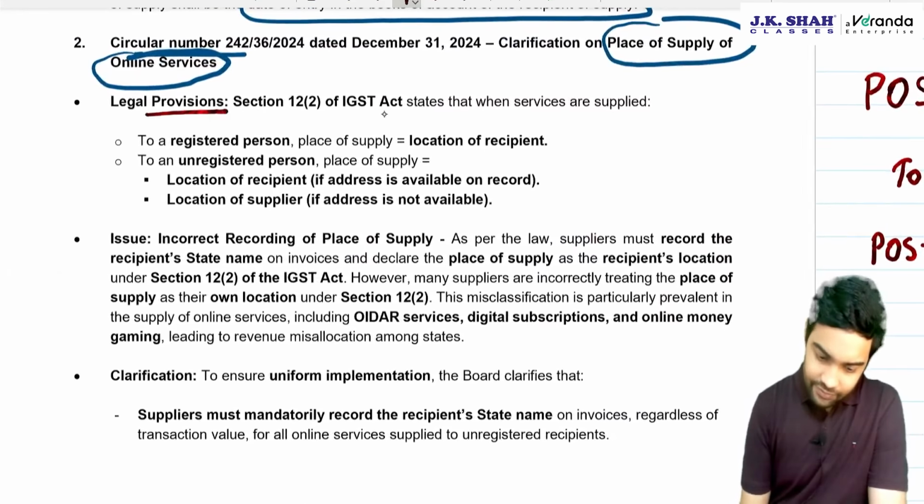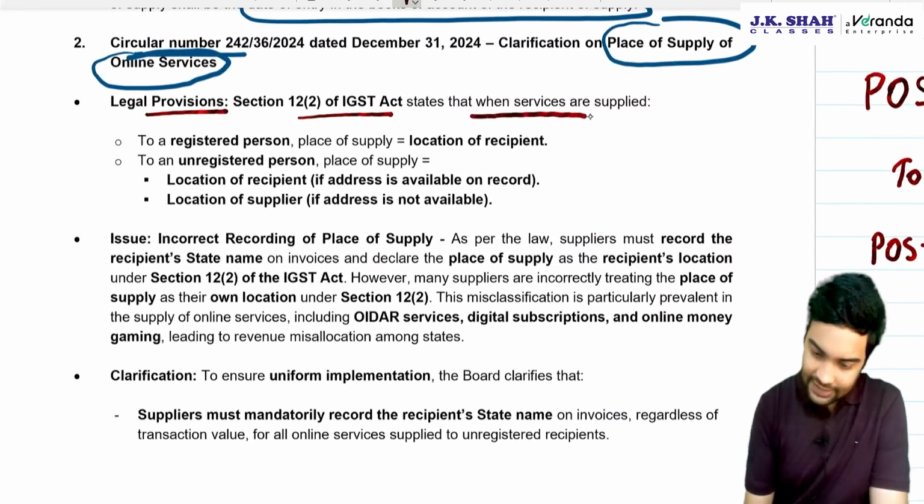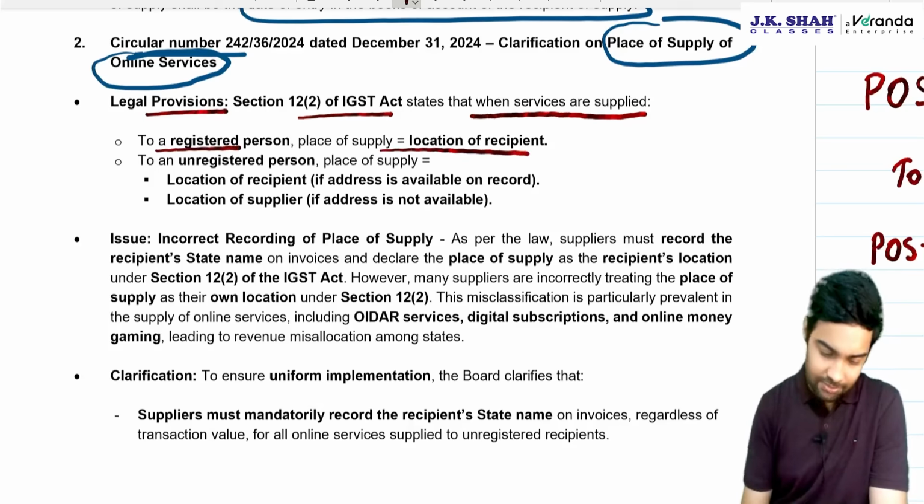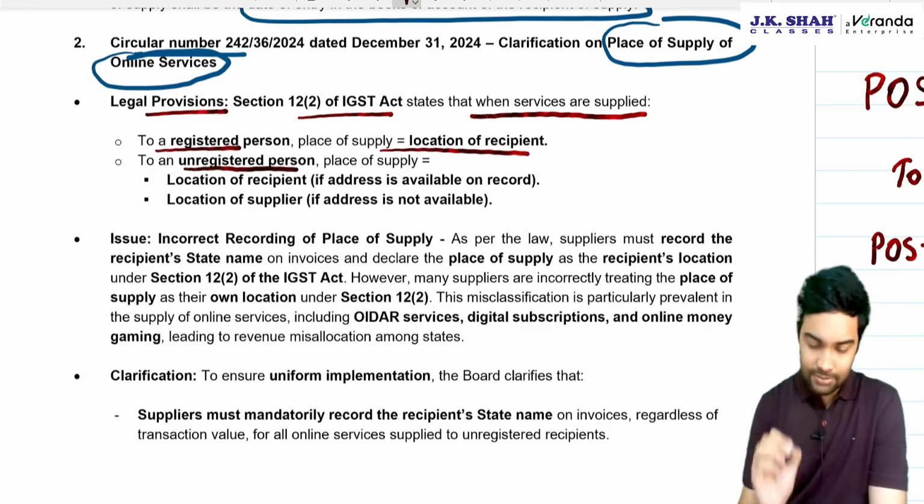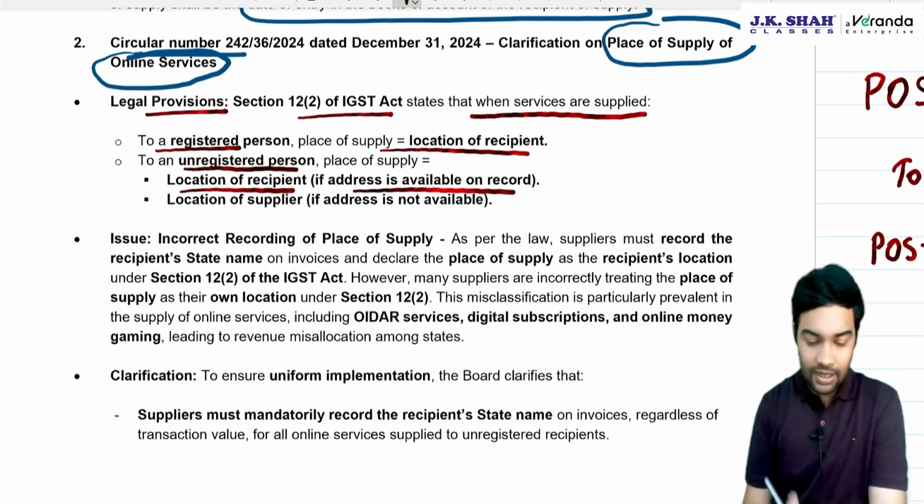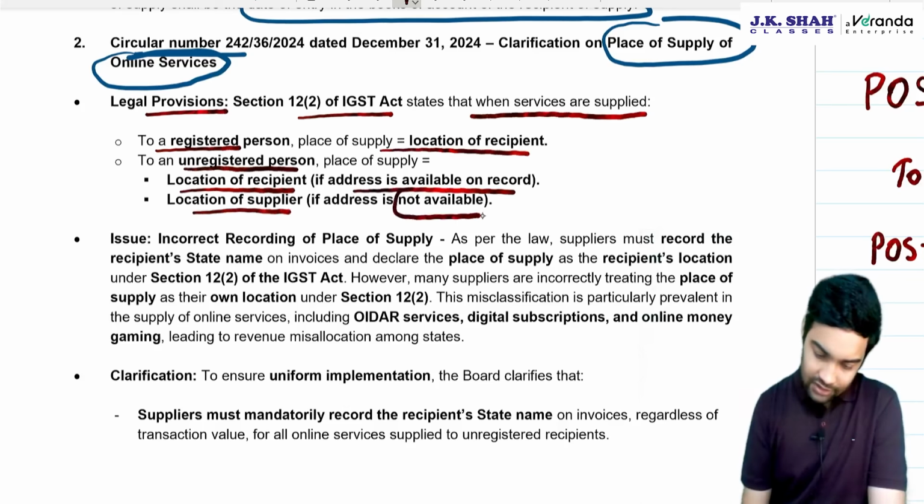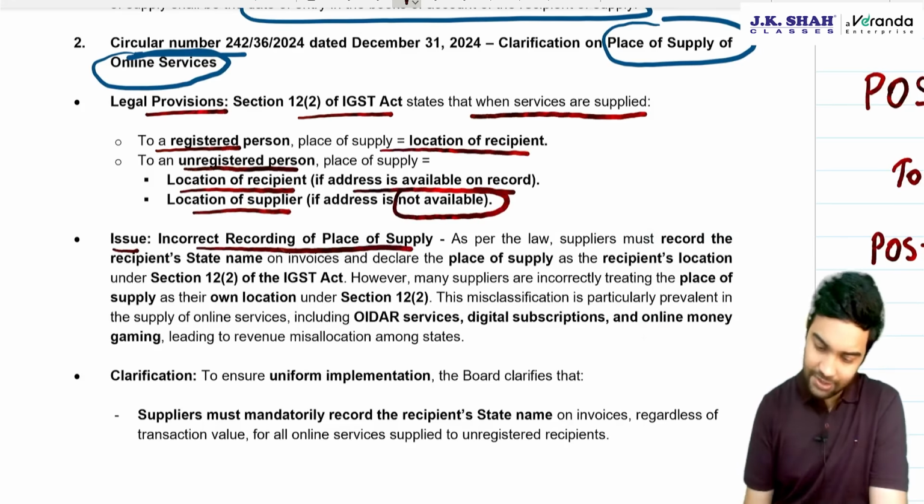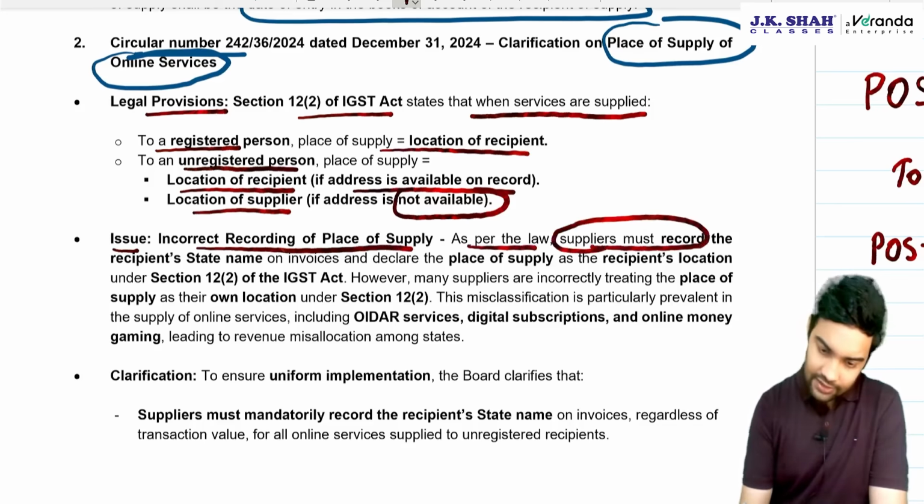Legal provision. Section 12.2 states that when services are supplied to a registered person, the place of supply will be the location of the recipient. If it is to an unregistered person, the place of supply will be the location of the recipient if the address is available on record, and the location of the supplier if the address is not available. Issue: incorrect recording of place of supply. As per the law, suppliers must record the recipient's state name on the invoice and declare the place of supply as the recipient location under 12.2.